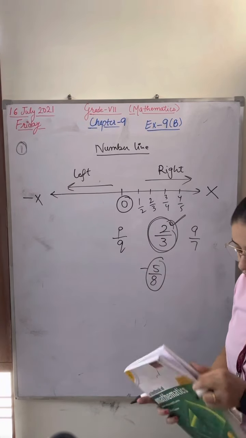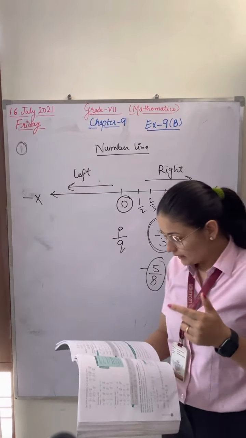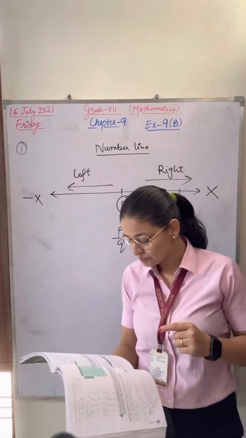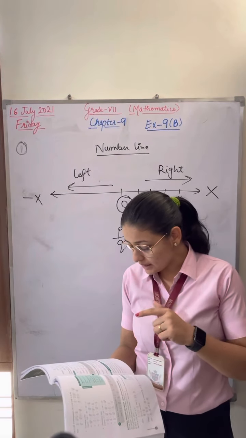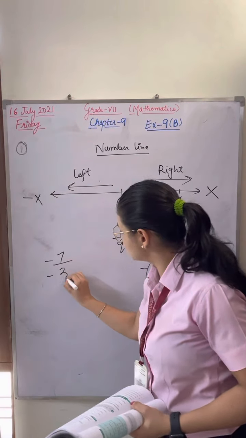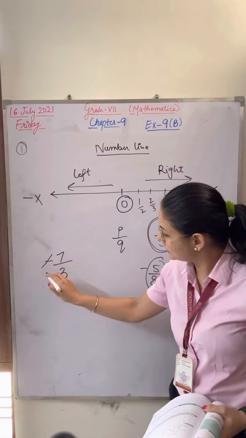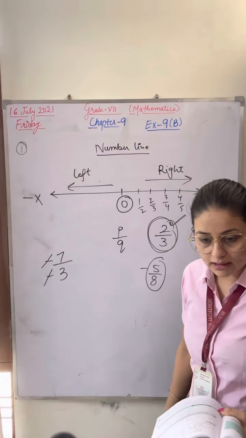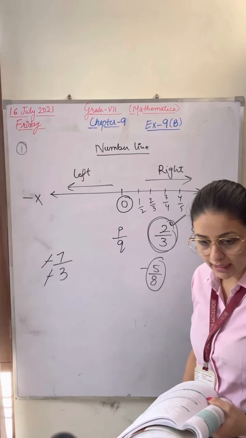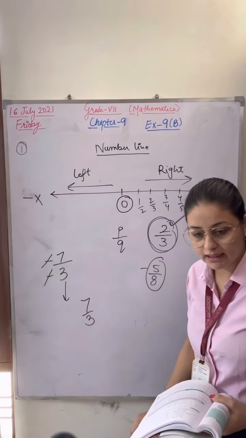Right? Okay, so first of all I'm going to ask you true false. Please tell me the answers of these true false. First question: the rational number minus 7 upon minus 3. First of all tell me, minus 7 and minus 3, can I cancel minus and minus? Yes. So it will be 7 upon 3.